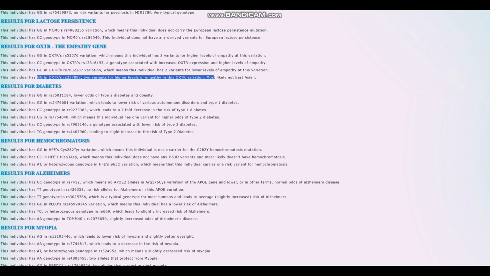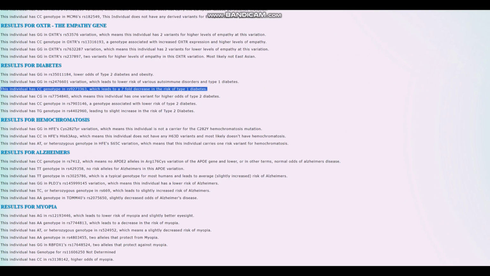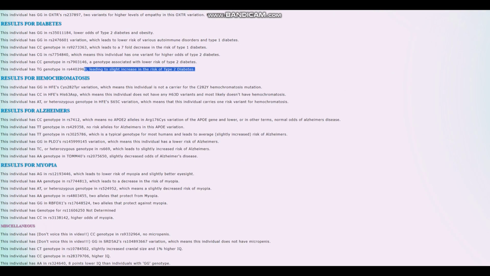For diabetes, it looks like he does not have type 1 diabetes, good for him. However, he does have some genotypes that increase the odds of type 2 diabetes, such as this one or this one. When it comes to hemochromatosis, this is very interesting, by the way. He actually has a risk variant for hemochromatosis. Look at that. So it's not H63D, it's not C282Y, it's actually S65C. And in this variation, he has heterozygous genotype, which means he carries 1 risk variant for hemochromatosis.